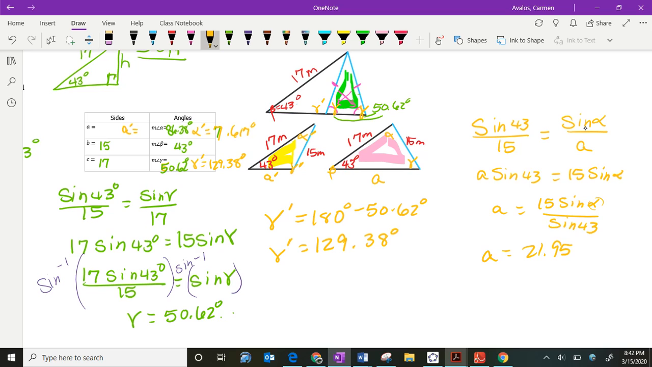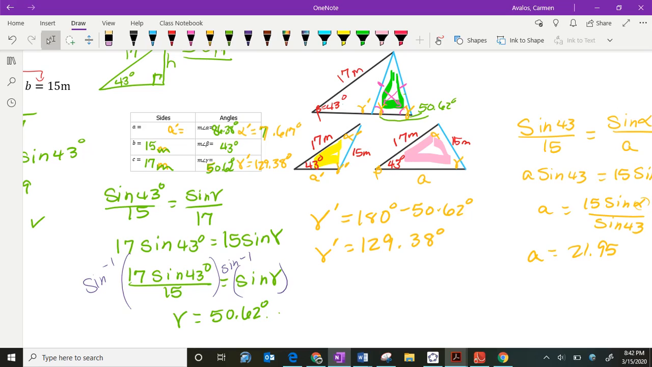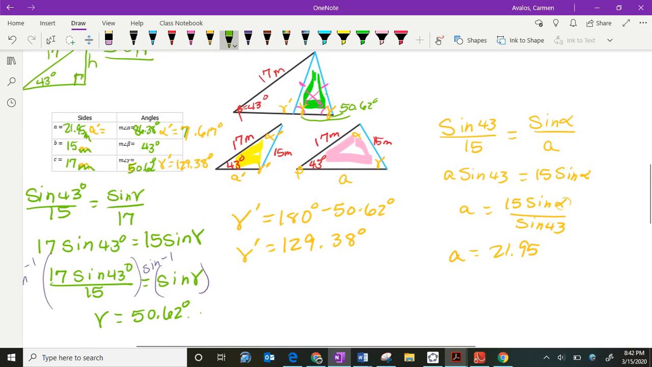And so then you calculate that in there, and then you get your A to be 21.95 meters. So this is meters, this is meters. And so this one here is going to be 21.95 meters.